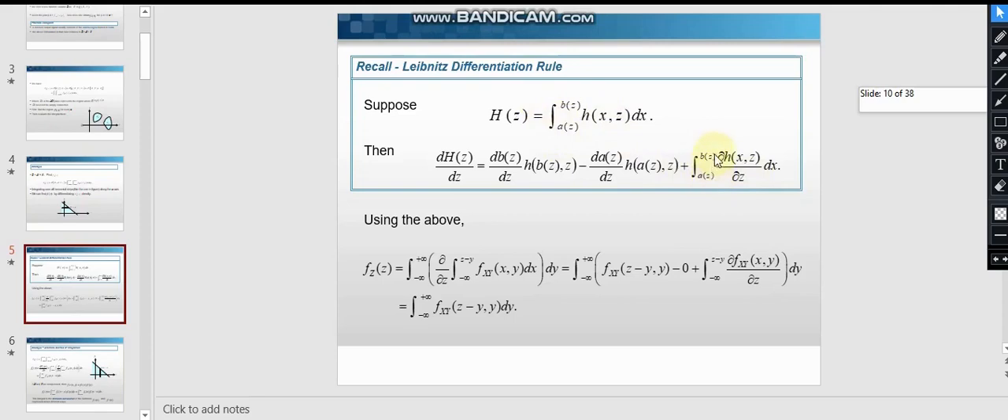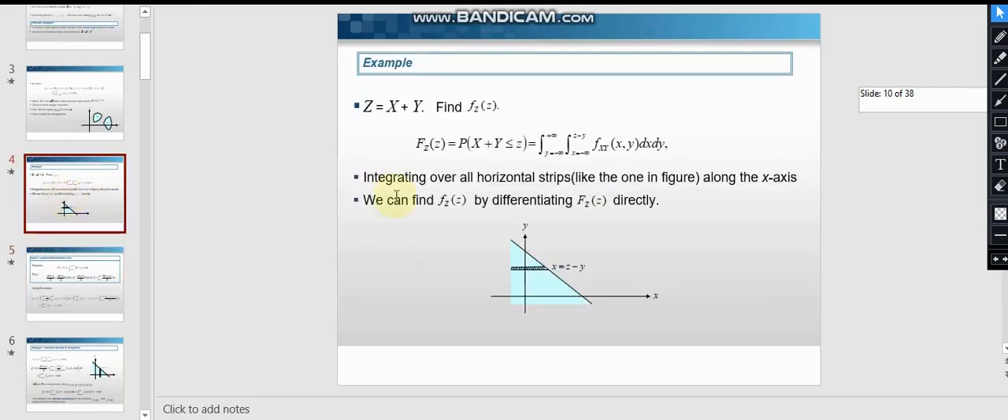I'm not going to prove this Leibniz differentiation rule. You guys are already familiar with this rule. Now when I differentiate this function, I will apply the Leibniz theorem here.